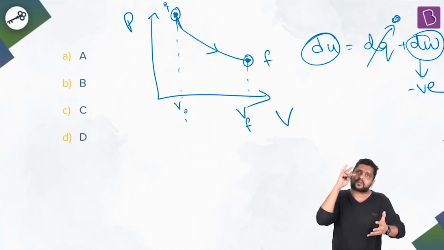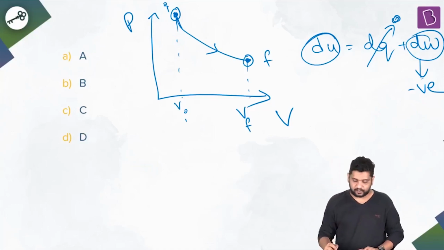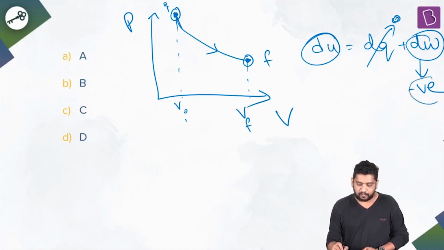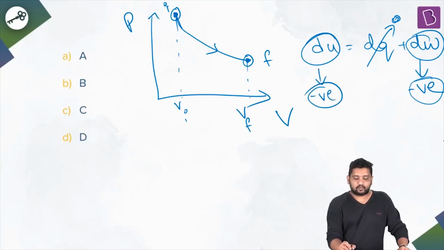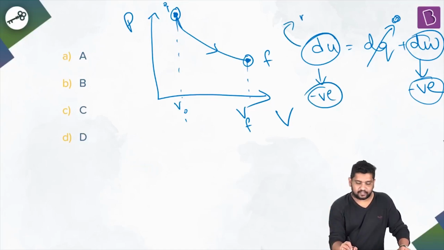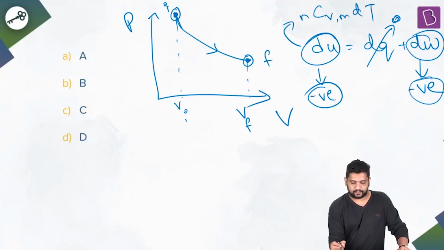When we do work on the system, compressive work is taken as positive. So yeah, expansion, so dW is negative. So obviously dU is also going to be negative, right? Now what is dU? What do we know about dU? dU is a representation of temperature, right? So dU, the change in internal energy, is n Cv molar dT, right?